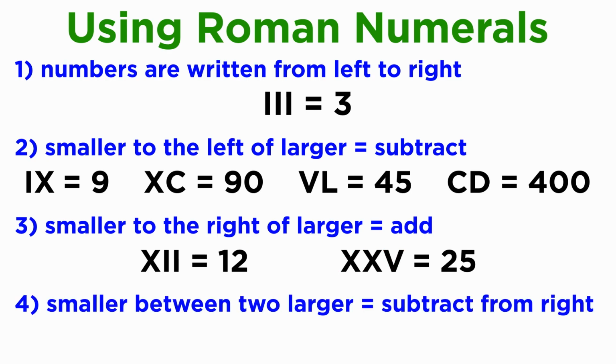If a symbol is placed in between two symbols with higher value, then it must be subtracted from the symbol to the right. So MCM would be 1900, because you have 1000 first, and then you have 100 less than 1000. So it is 1000 plus 900 to give 1900. With the Roman calendar and Roman numerals now understood, let's check comprehension.